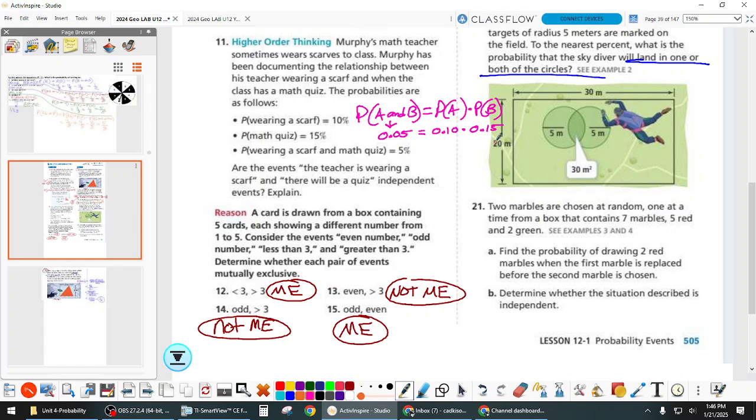If it's not true, in other words, if these two don't equal each other, what do we conclude in that case? If the equation is false, what do we conclude? If we're using an independent probability equation and it's false, that tells us it's what? Not independent, because the equation for independence didn't work.